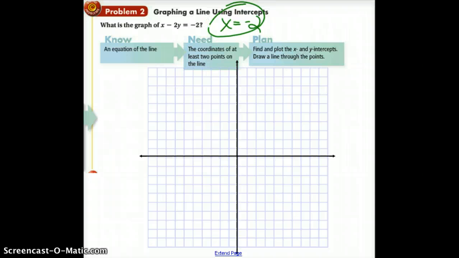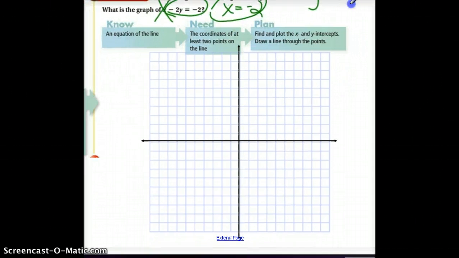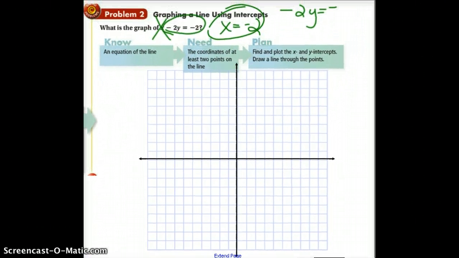Now I want to solve for my y-intercept. I'm going to make x 0, so I'm going to make that go away. New equation: -2y equals -2. Divide by negative 2, divide by negative 2. Y equals 1. So I have my x and my y-intercept.